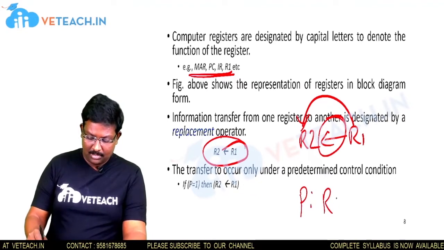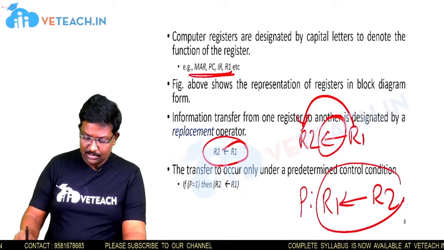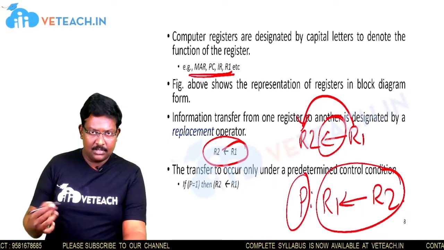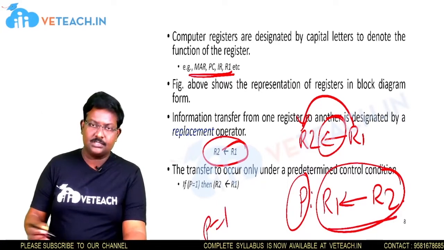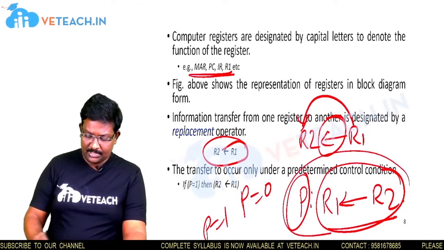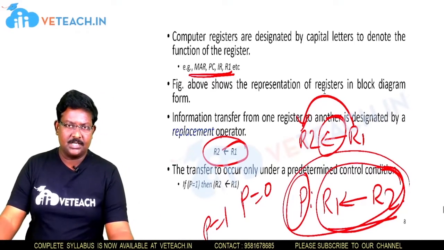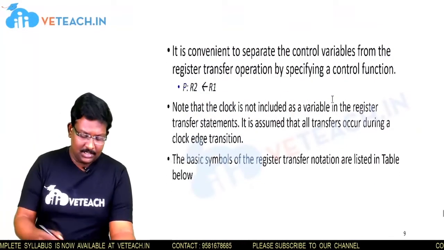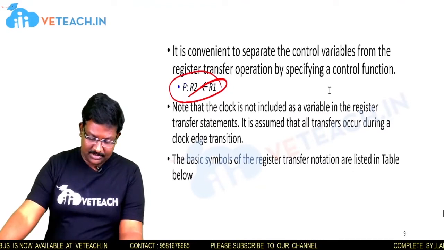So P colon R1 reverse arrow R2, which means this operation is going to be done whenever this P is going to be satisfied. So let us consider, if P is equal to 1, then only this operation is going to be considered. Otherwise, if P is equal to 0, this operation will not be performed. So such conditional statements can also be written in register transfer language. So here I have represented very clearly how that is going to be represented.